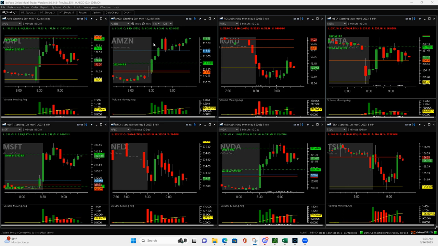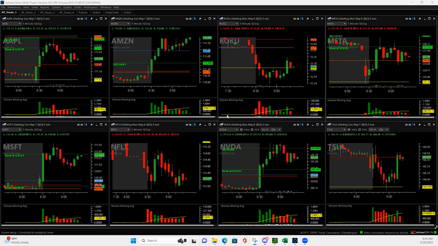And then lastly, NVIDIA continuation runner that didn't work. So right about here, I got long thinking it was going to push up and it fell apart. Actually, I guess I already talked about this one because I combined it with my Mighty 90. So that's it.